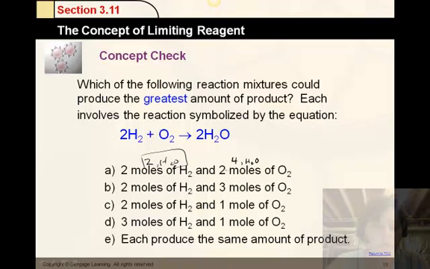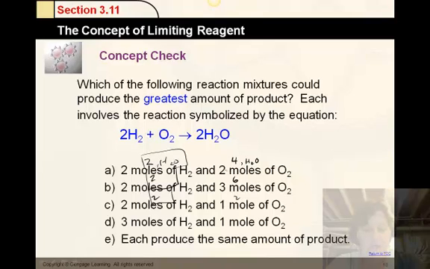2 moles of H2 still produces 2 moles of water. 3 moles of oxygen, however, alone, just looking at that one factor, can produce 6 moles of water. Well, again, we have to choose the smaller answer. So it looks like A and B can both produce 2 moles. All right, moving on. Part C, 2 moles of hydrogen can produce 2 moles of water again. 1 mole of oxygen can produce 2 moles of water, pardon me. Again, it doesn't matter, the answer is still 2.